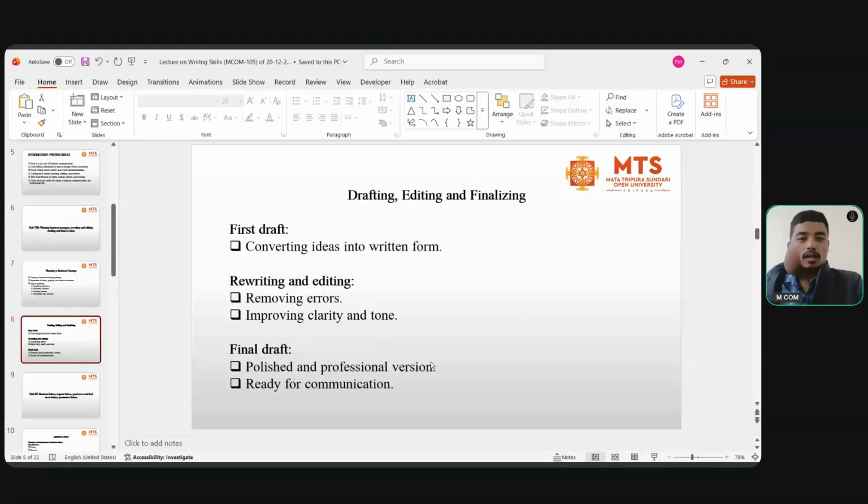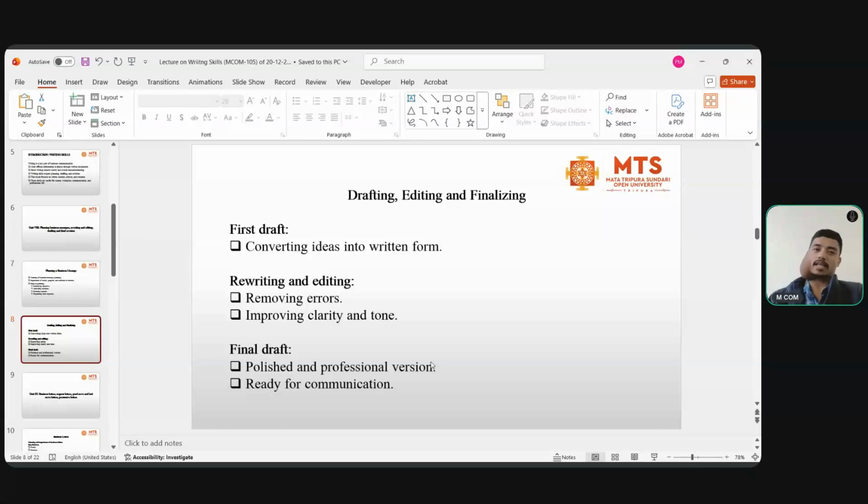Next we have drafting, editing, and finalizing. After planning, the next step is drafting. Drafting means converting your ideas into written form. This is called the first draft. In the first draft, you should focus on expressing ideas freely. Do not worry too much about mistakes at this stage.